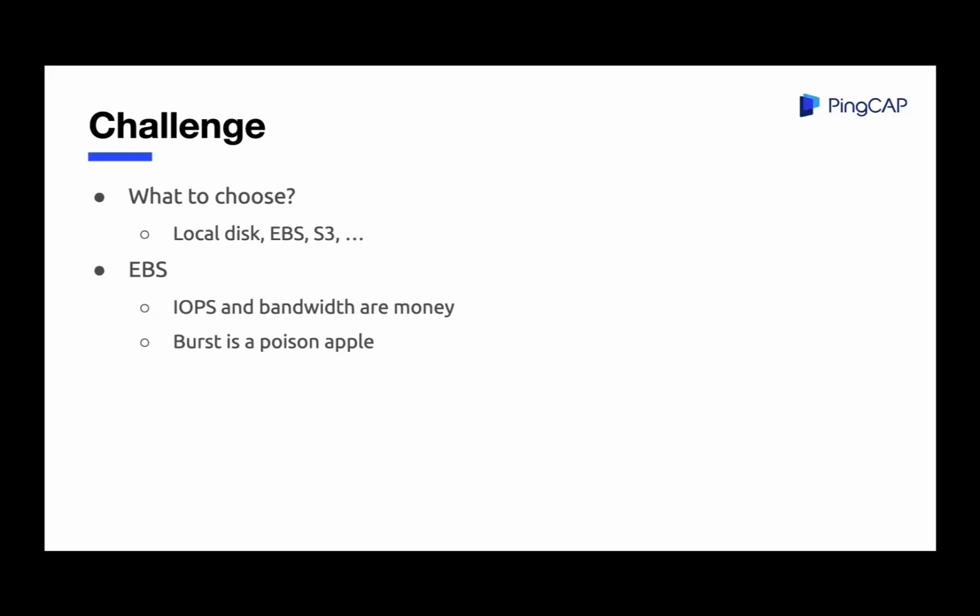Also, EBS has a burst feature that will allow you to use more IOPS or bandwidth than you have required. But why do we say it's a poison apple? Because in our benchmark, if we run out of the burst quota, the performance will become very poor.